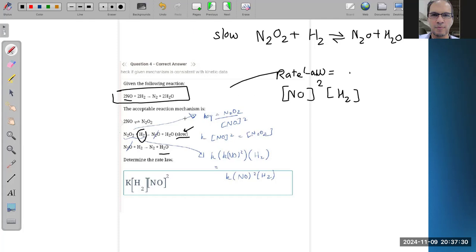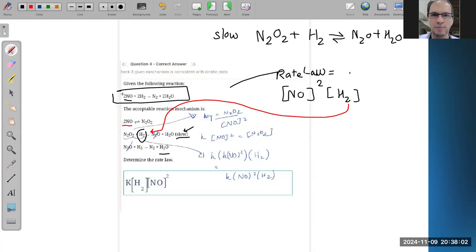Take care: you are looking at the rate from the mechanisms, not from the general equation. I don't get H2 to the power of 2 because I'm not looking at the 2 in the main equation. I'm looking at the step. So H2 here is to the power of 1 because there is 1 mole here. NO is to the power of 2 because there are 2 here.